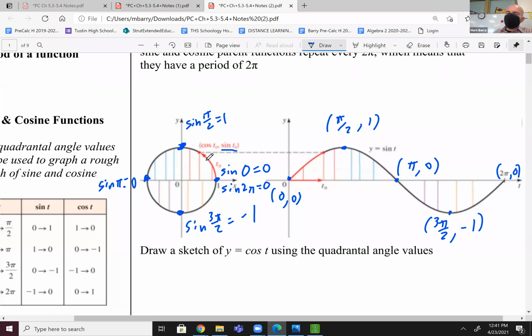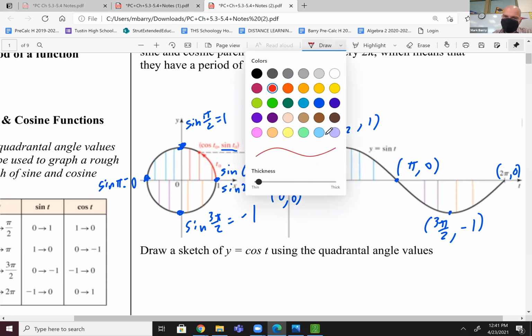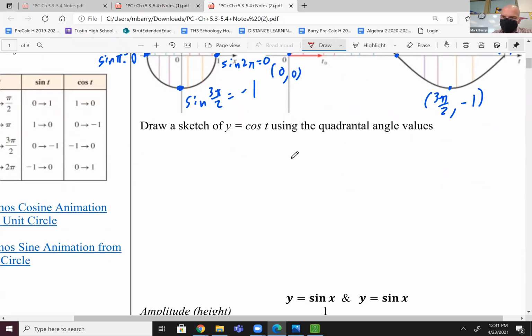All right, well, let's do it again here, but now let's do that for cosine, okay? So if we're going around the unit circle in that same pattern for cosine, what's that going to look like? It's going to look similar, but a key difference.